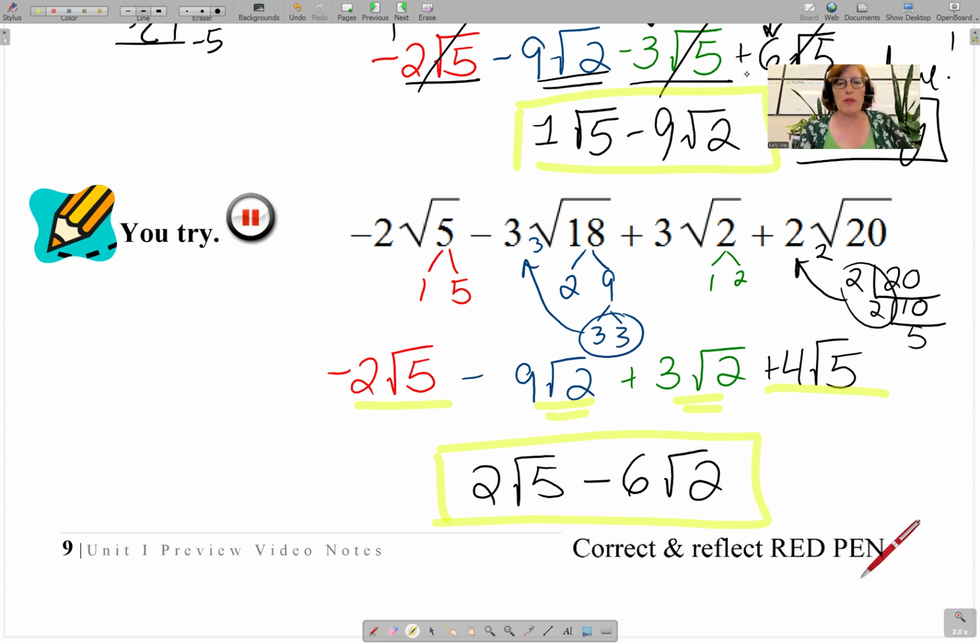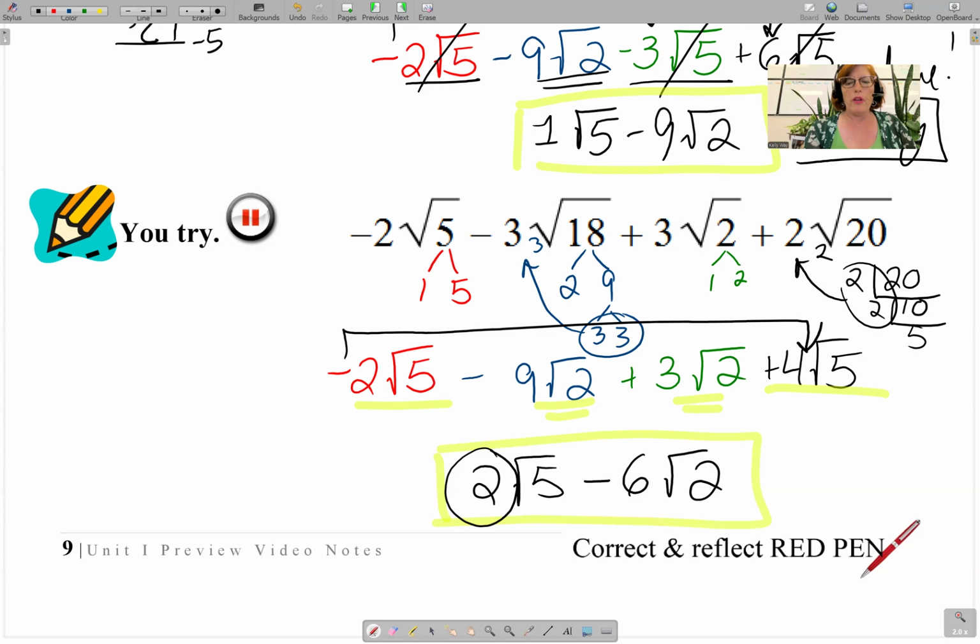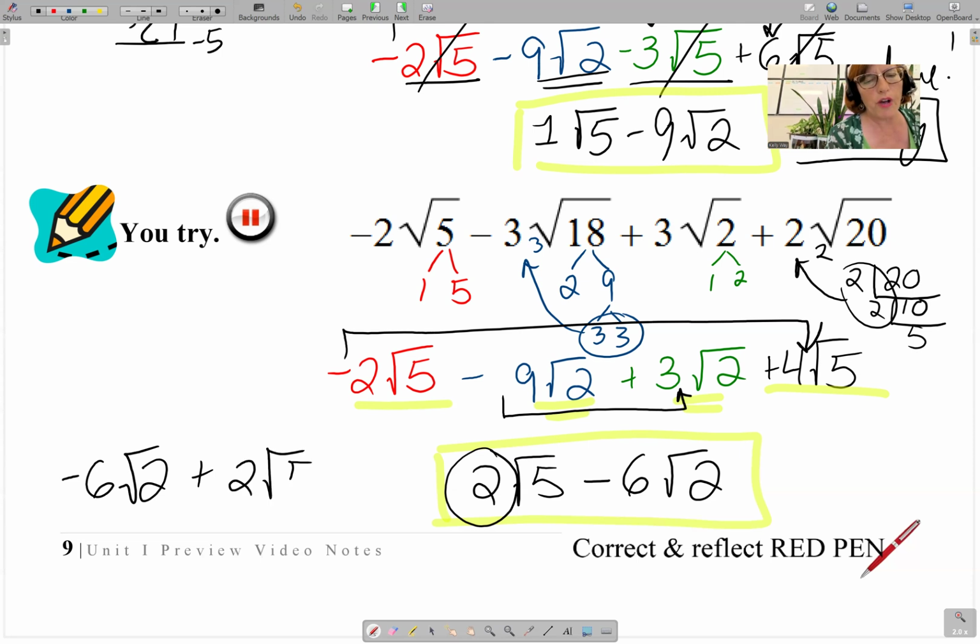When you simplify, you should have gotten negative 2 root 5 minus 9 root 2 plus 3 root 2 plus 4 root 5. Then you collect like terms. Here we have negative 2 plus 4. That gives us the 2. And then negative 9 plus 3 gives you negative 6. You could write it like this, or you could have written it like this: negative 6 root 2 plus 2 root 5. Either of those would have been acceptable.